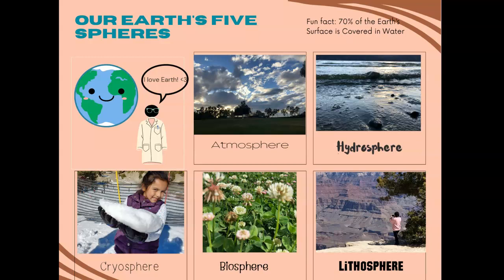The atmosphere is what contains our clouds, the air, and all that surrounds our Earth pretty much. And here's a lovely picture of the atmosphere. It was taken at a park. You can see it in the beautiful sunset and our clouds looking up from above us.